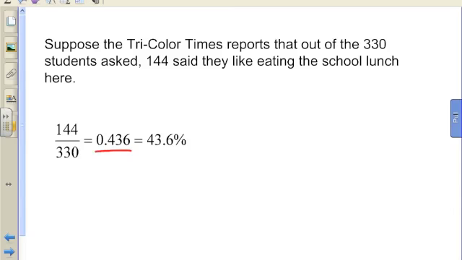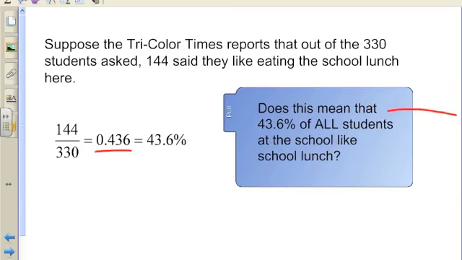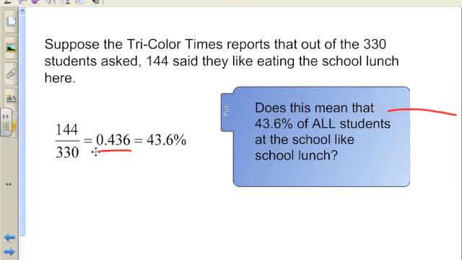So then my question becomes, does this mean that 43.6% of all students at Granger High School like the school lunch? Well, hopefully in your brain you're thinking, no, of course not. It's a sample. 43.6% came from a sample, and we expect our sample to give us the wrong number. We expect that. It's not going to be perfect. There's no way. Now, hopefully it's close. Hopefully we're close to the right answer, but it's not going to be perfect.